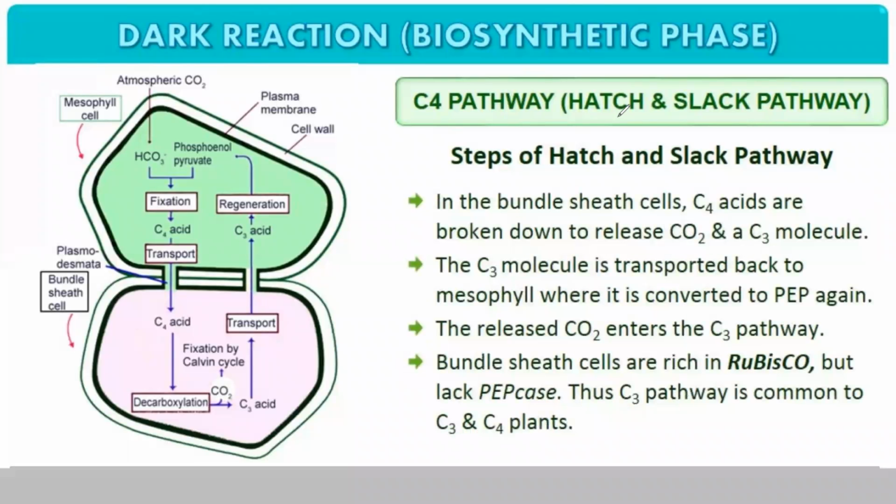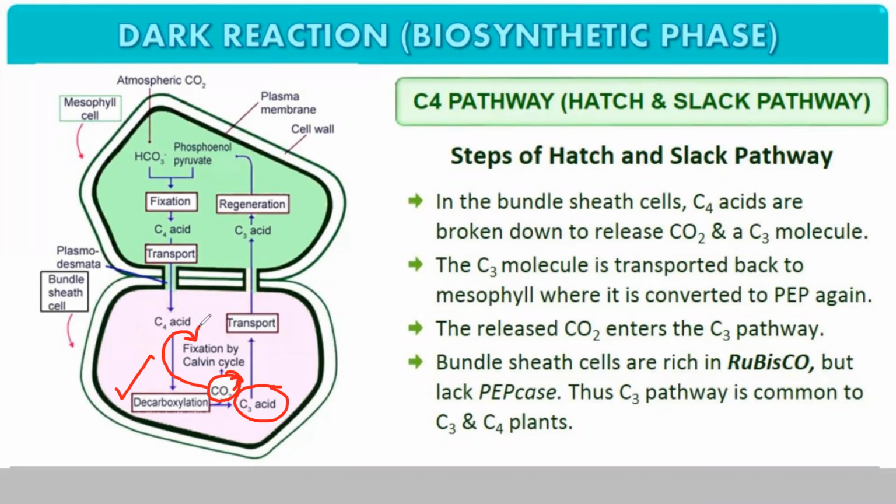In the bundle sheath cell, the C4 acid breaks down and undergoes decarboxylation to release carbon dioxide and C3 acid. The carbon dioxide will enter the Calvin cycle, and the 3 carbon acid will convert into PEP again and be transported to the mesophyll cell.